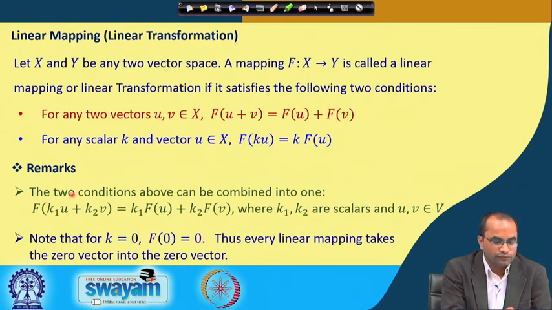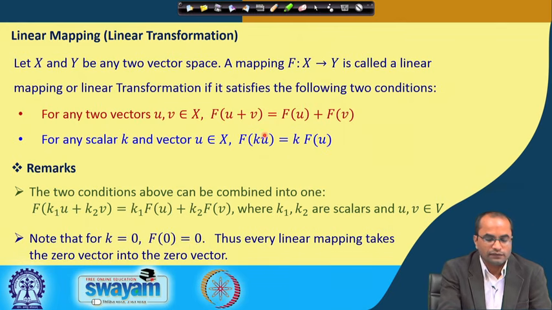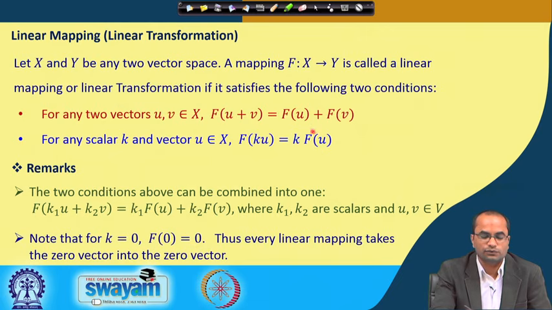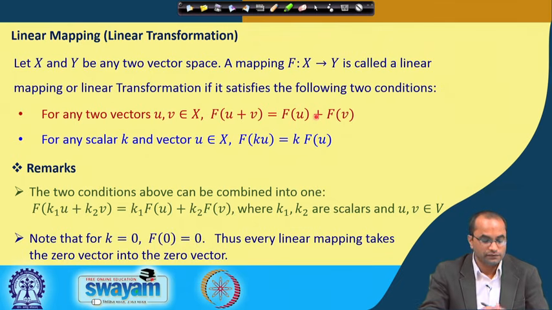So, again note the case k equal to 0. In the second condition, if we put k equal to 0, that will give us f of 0 into u, and 0 times u, by a property of the vector space, is the 0 vector. So, f of the 0 vector must be equal to 0 into f(u). When we multiply 0 to f(u), an element in this vector space, 0 into this element f(u) must give us the 0 element. So, here we are getting f(0) must be equal to 0.